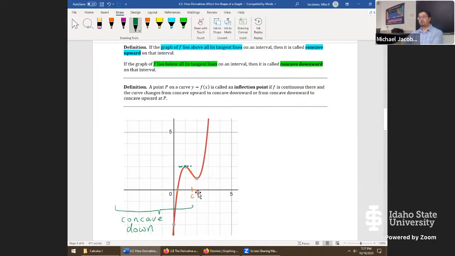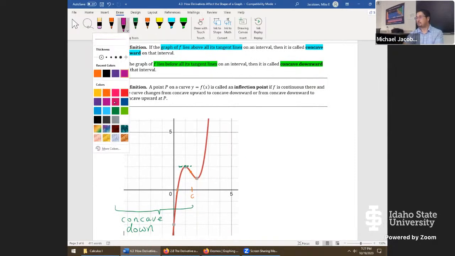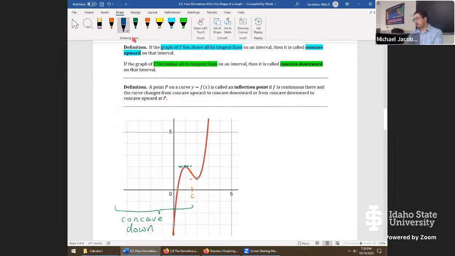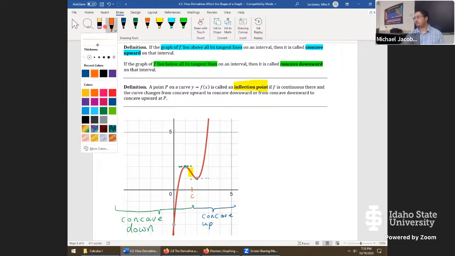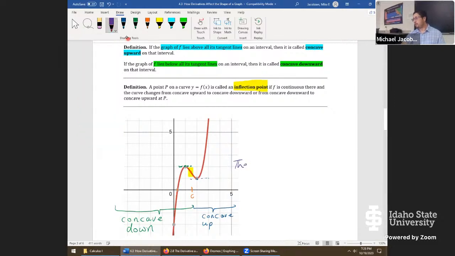But if we go, say, to the right of C, here's this tangent line. We have concave up. The curve will always be above any tangent line you draw in this region. So we'll say it's concave up. And the transition point, we say, is a point of inflection. It's right here. The inflection point is C, comma, f of C.